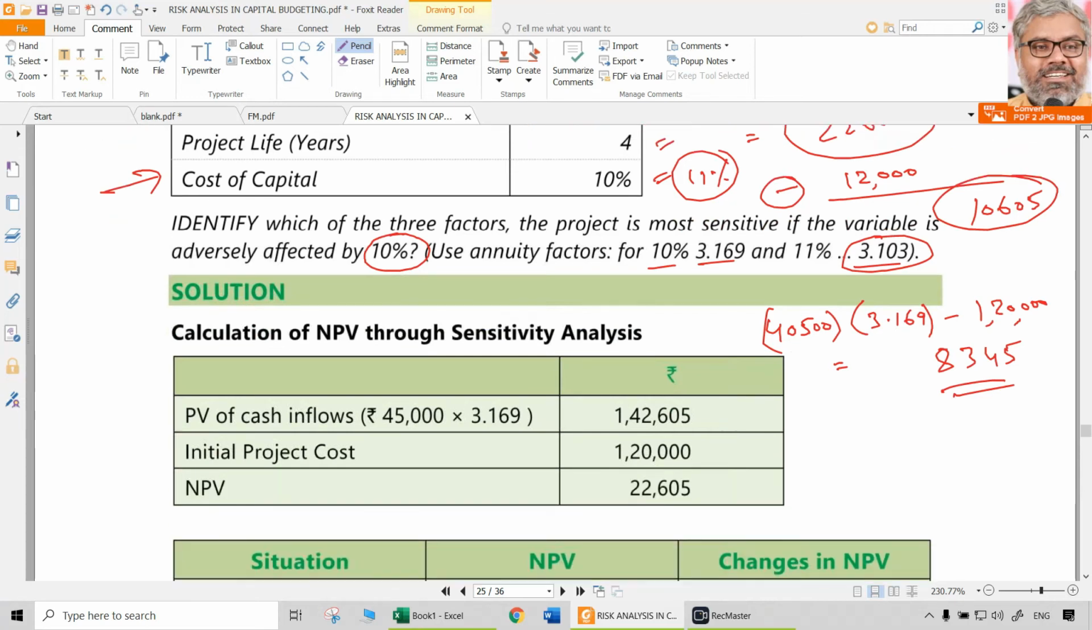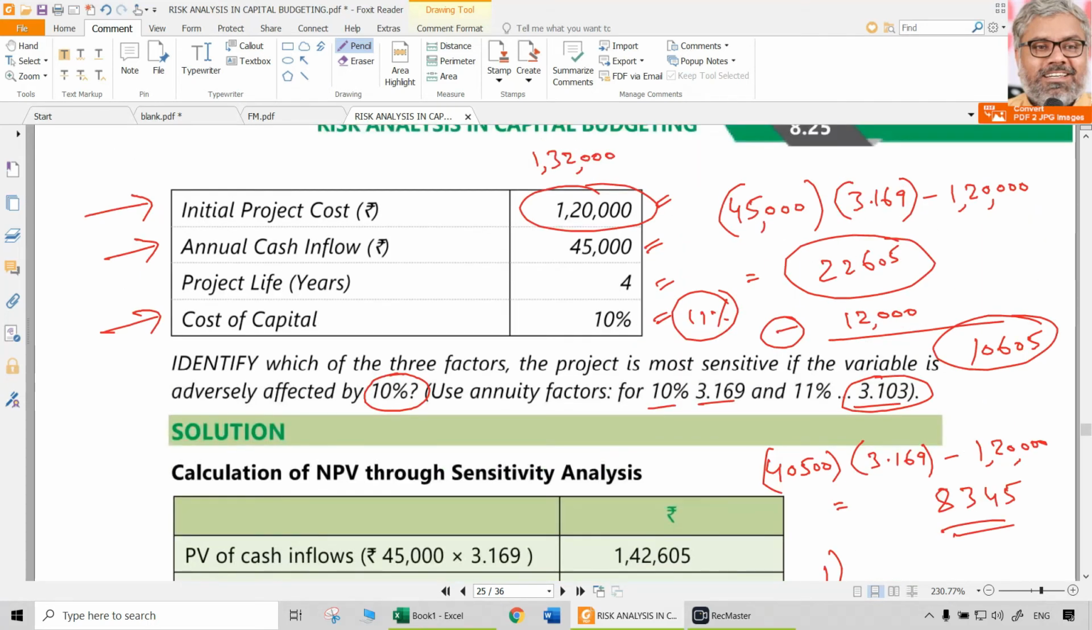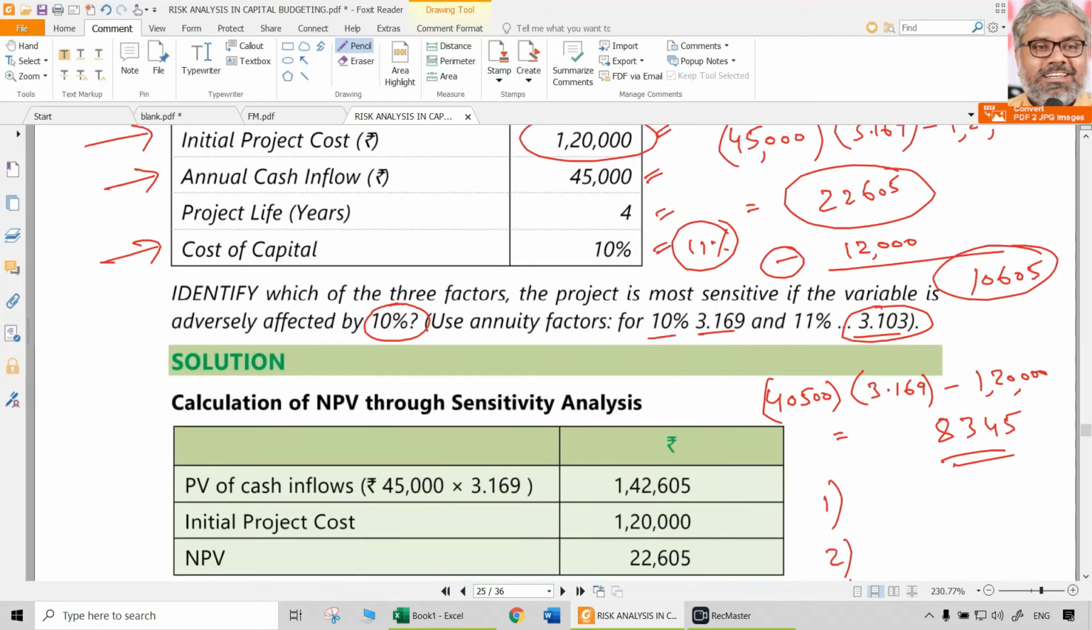So what is the percentage change? One by one, we have taken three factors, only three. One is initial cost, that is initial project cost increased by 10%. So the NPV became 10,605. Base case NPV was 22,605. New divided by old minus 1 multiplied with 100. So the NPV reduced by around 53.1% in the first case, when initial project cost increased by only 10%.